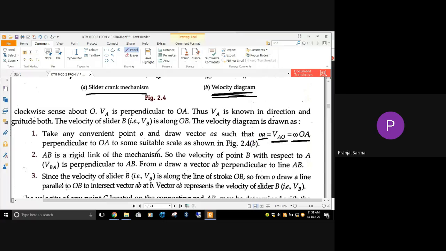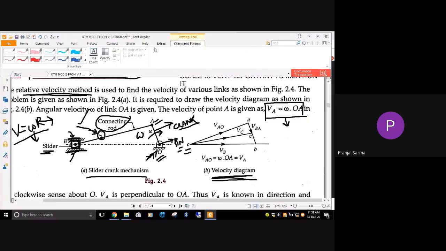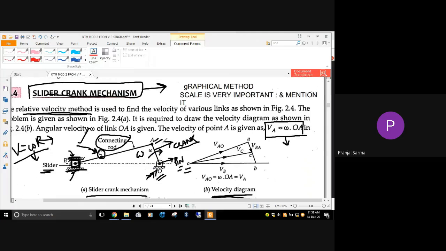And what will be its direction? It should be perpendicular to OA. So initially having this configuration diagram is important. Then, whatever the position of this particular crank, you should be able to find the perpendicular direction to it. So we are starting with this.